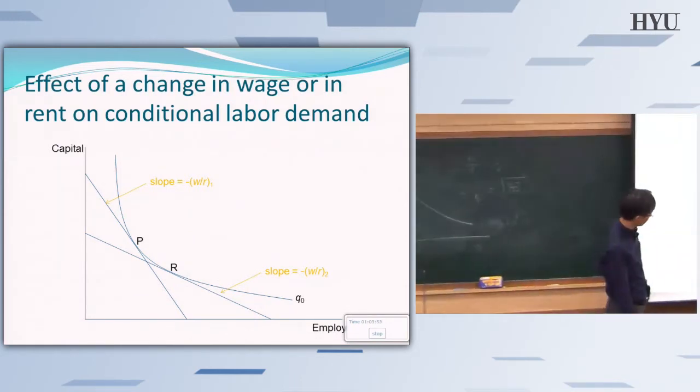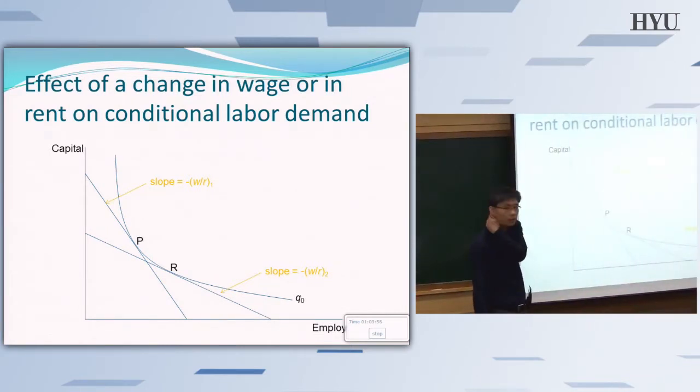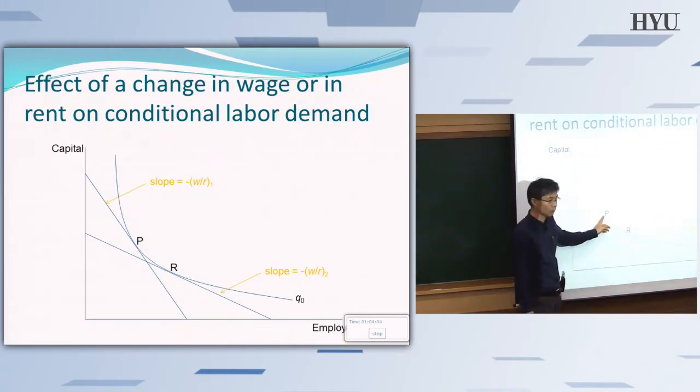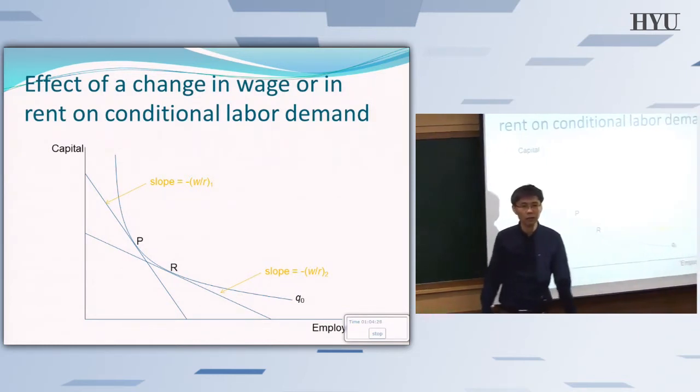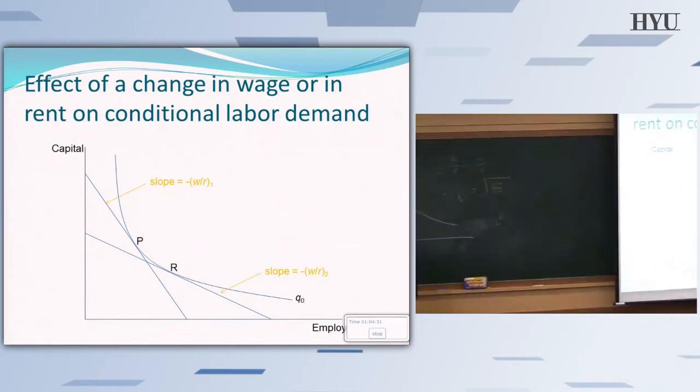So what happens? The optimal point is not P. It should be R. So moving from P to R, what happens to labor input? Increases. What happens to capital input? Decreases. Labor input becomes relatively cheaper, so you put more labor. Capital input is relatively more expensive, so you put less capital. So when the wage falls, this will happen.